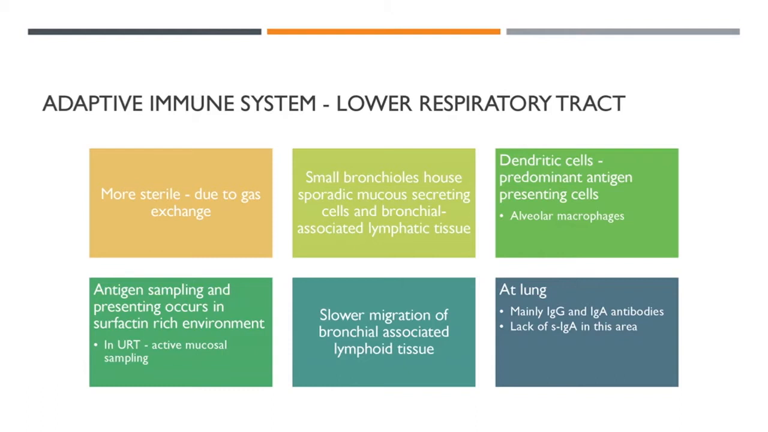At the distal aspect of the lungs, antigen sampling and presentation occurs in a regulated surfactant-rich environment, as opposed to the active mucosal sampling environment of the upper respiratory tract. This may lead to slower migration of antigen-presenting cells to bronchiole-associated lymphoid tissue, simply due to the lack of active pathways as mentioned above. Antibody protection in the lung parenchyma relies solely on IgG and monomeric IgA antibodies, due to the lack of secretory IgA systems in this region.